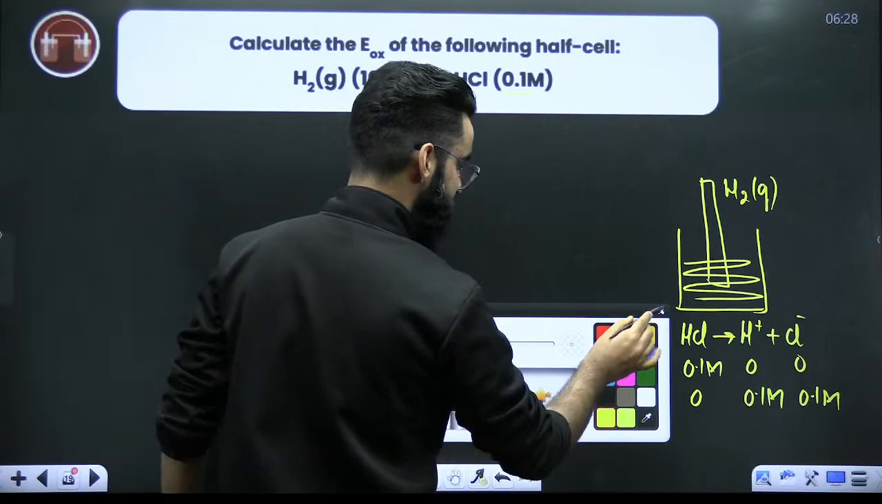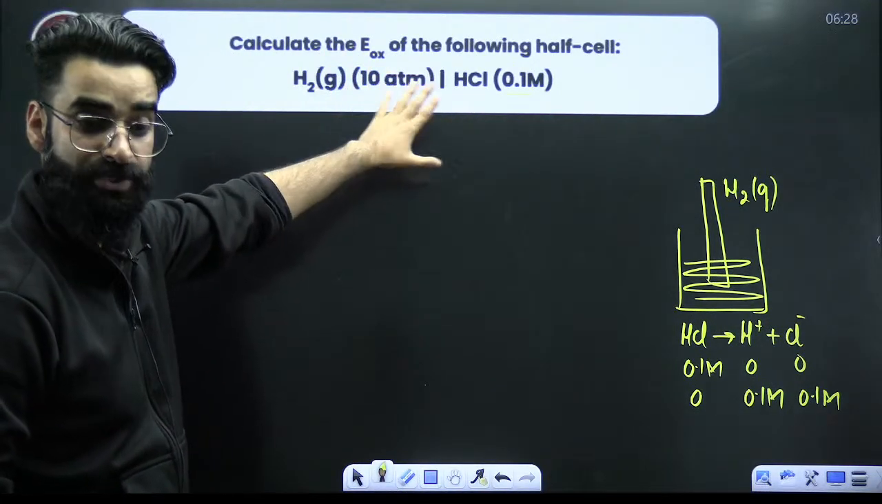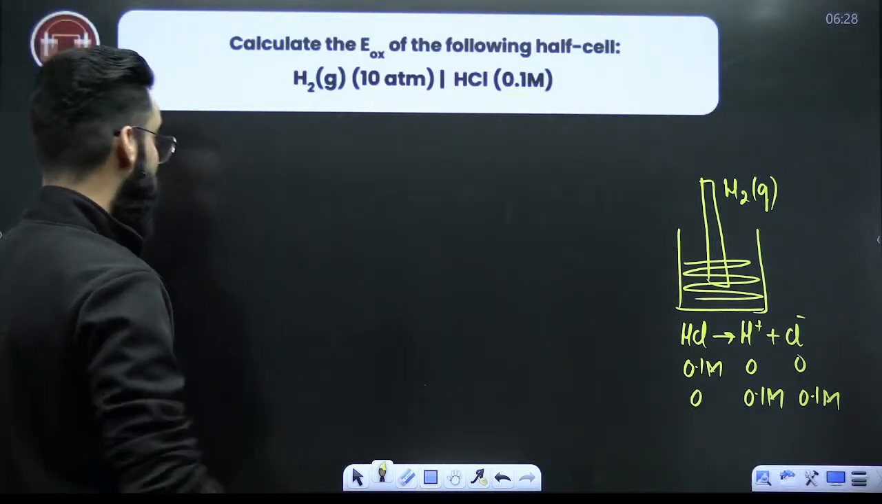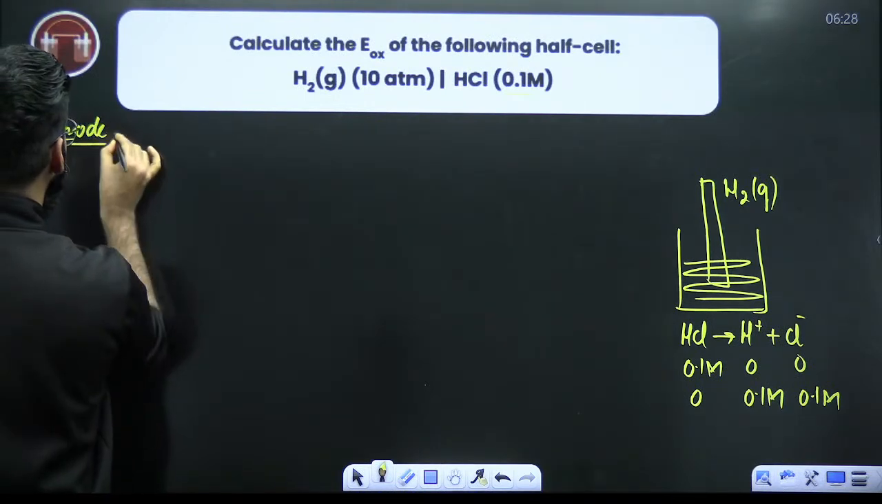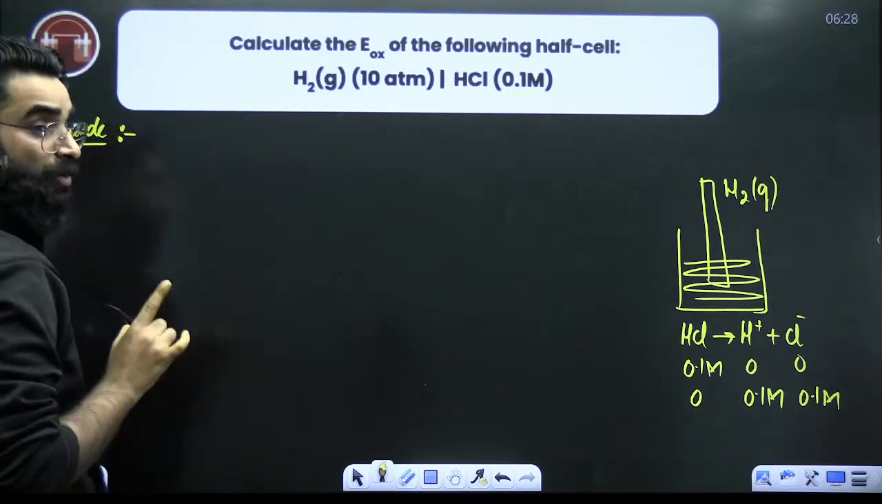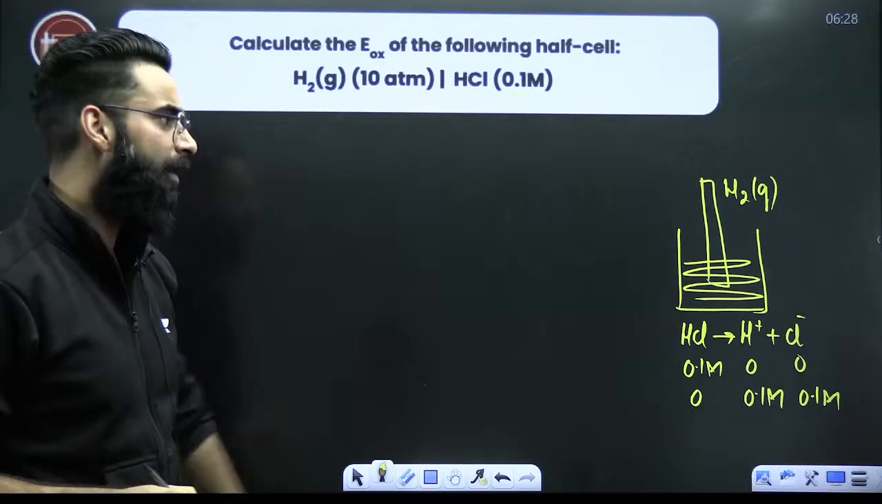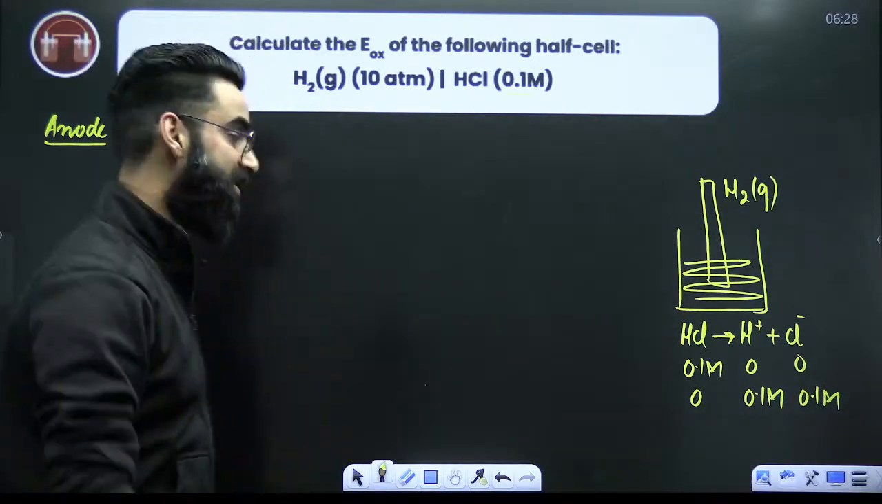Now guys, try to understand. As per the question, what am I supposed to calculate? The oxidation potential of this hydrogen electrode. I need to calculate its oxidation potential. To do that, I'll make sure the electrode behaves like the anode, and at the anode, oxidation takes place. Tell me, when the hydrogen electrode behaves like the anode, what has to be the reaction?